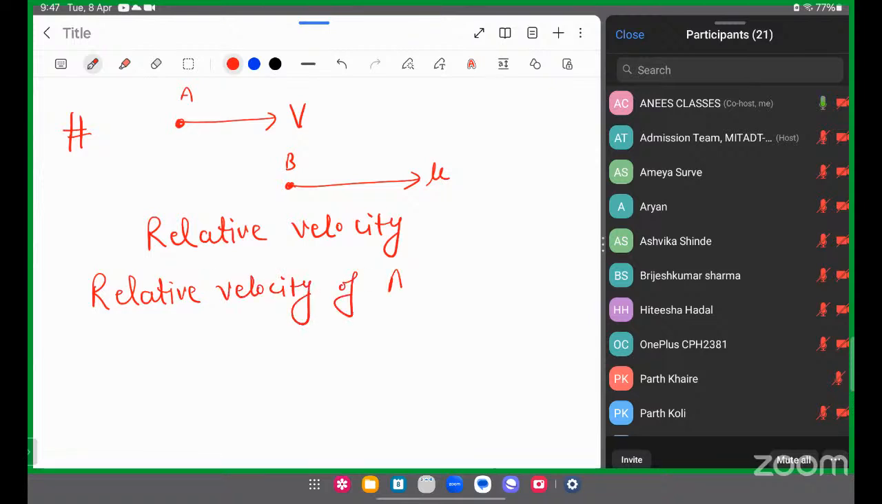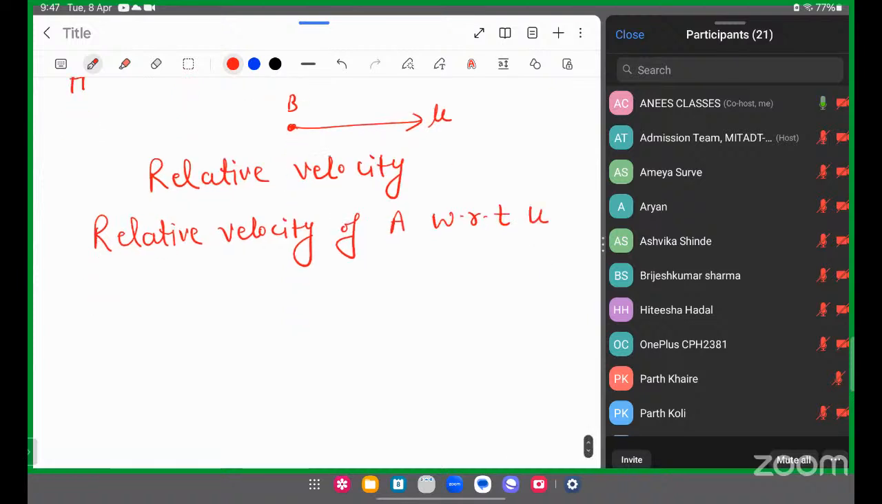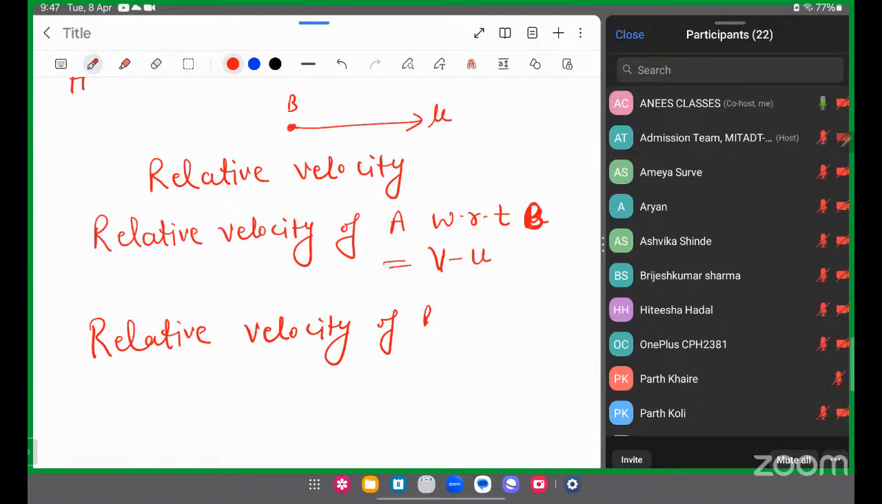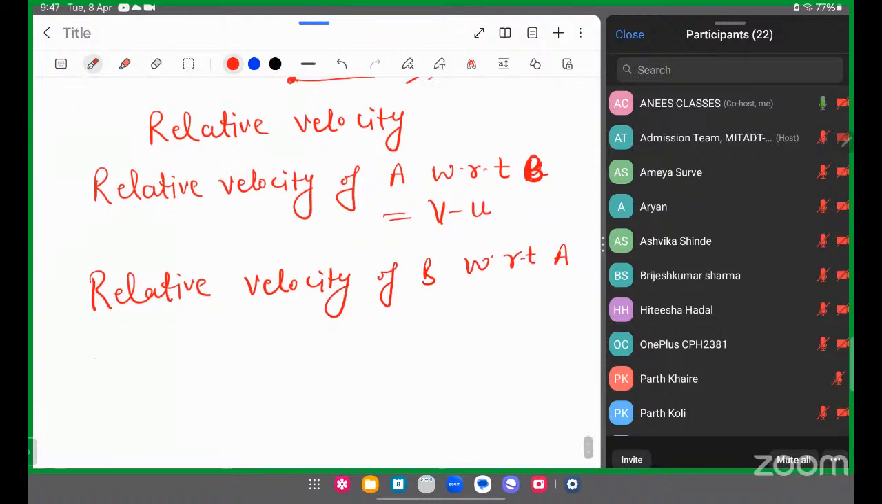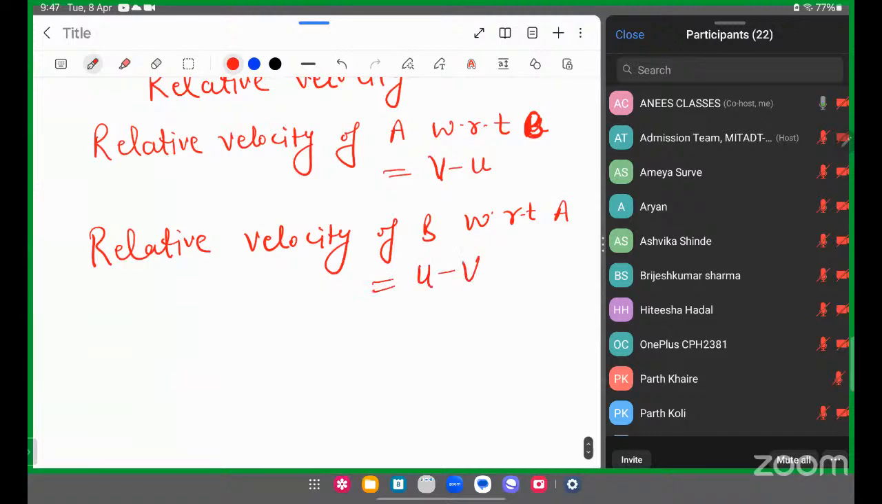Relative velocity of A with respect to B will be V minus U, and relative velocity of B with respect to A will be U minus V.